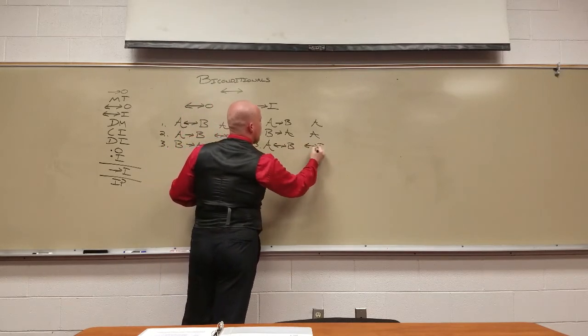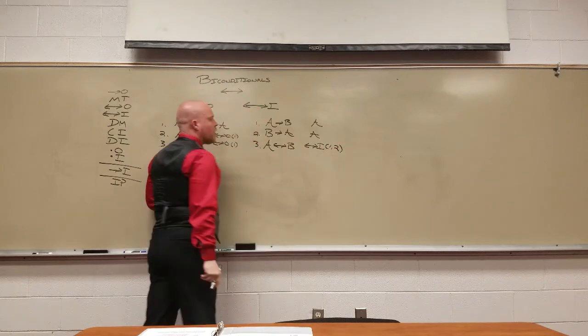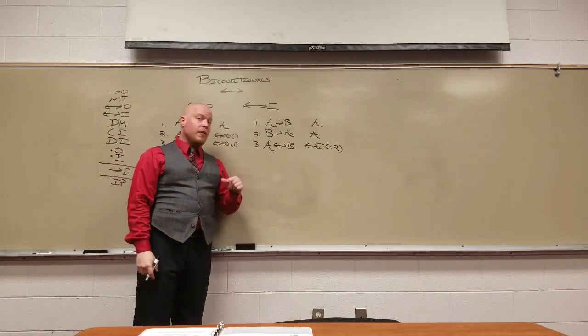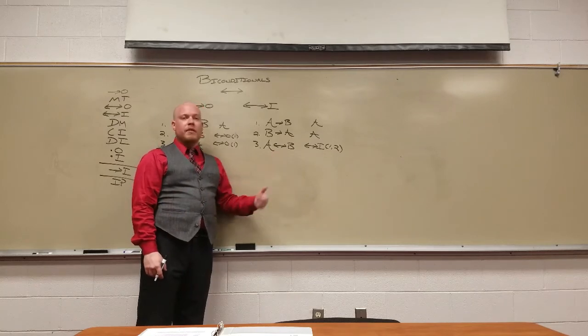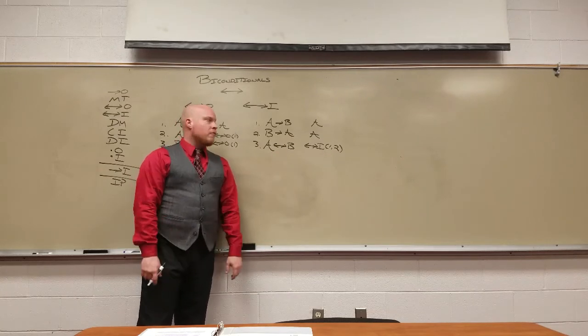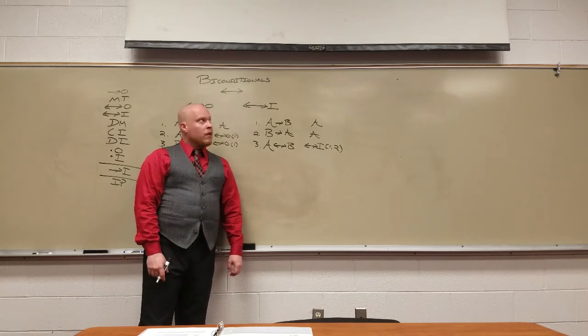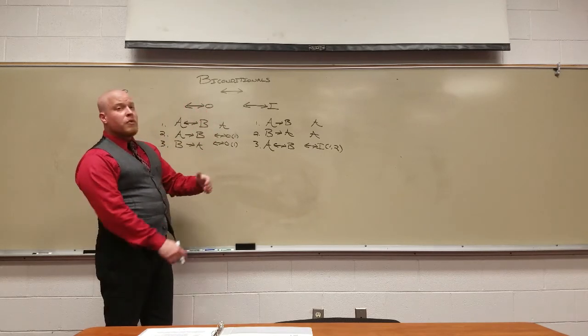Double arrow in, 1 and 2. Now I could also have said instead, because with double arrows the direction really doesn't matter because the arrow is going in both directions, I could have said B double arrow A instead, and that would be just fine. So those are really the only rules here with biconditionals.